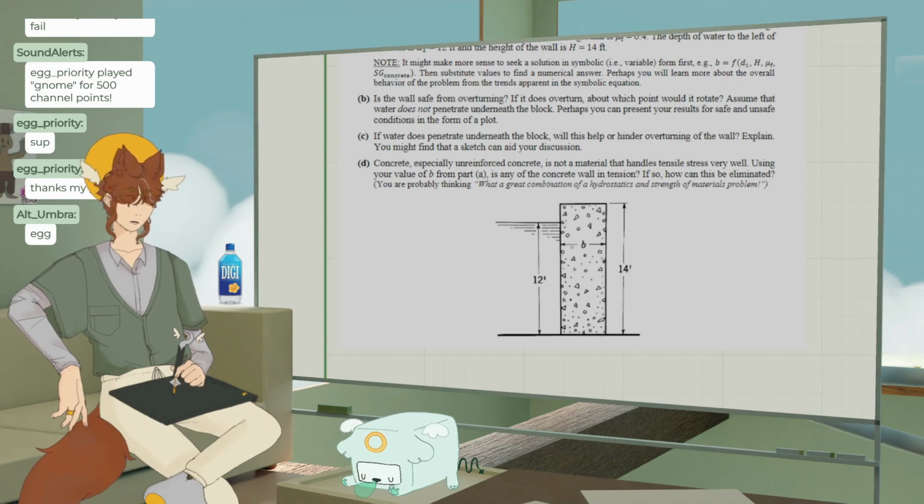This one is exciting though. A is a statics problem. B is a fascinating problem. Is this wall safe from overturning? If it overturns, about which point would it rotate? That's kind of crazy.